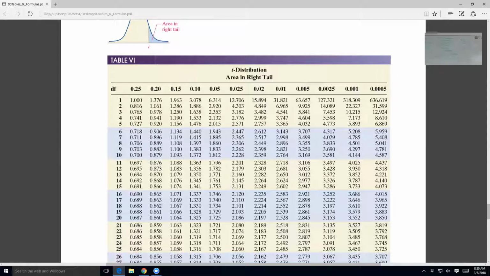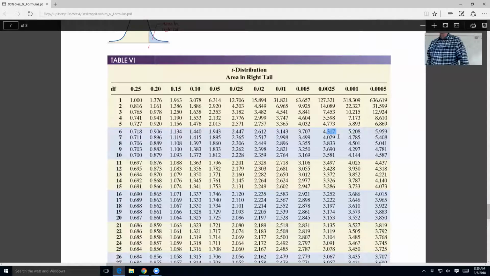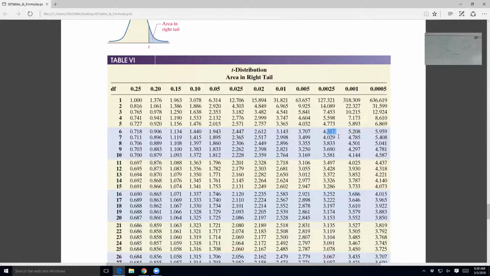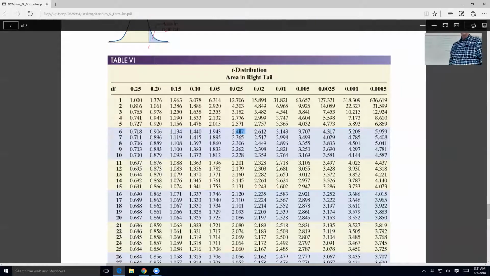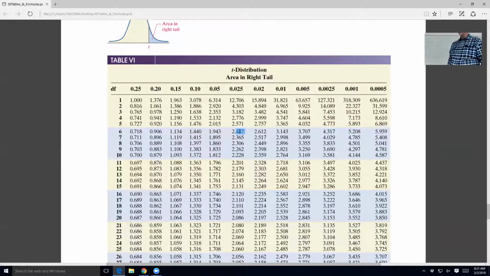Okay, so we're looking at the 0.025 column. We're looking at 6 degrees of freedom. If you guys have a chart in front of you, hopefully you see the chart is 4.317. Does that make sense? Do you guys have your charts in front of you? Sorry, I shouldn't have turned off the screen. Okay, does that make sense? What number are you supposed to get? 4.317. Oh, actually, I'm in the wrong column. 2.447. Yeah, I was looking at the 0.025 column. 2.447. Does that make sense?